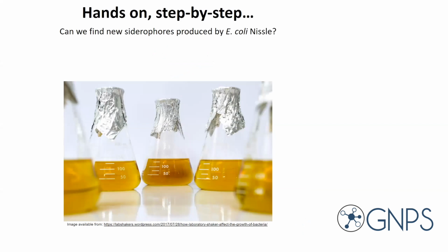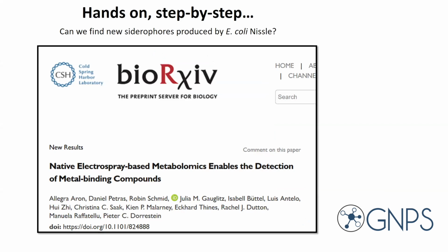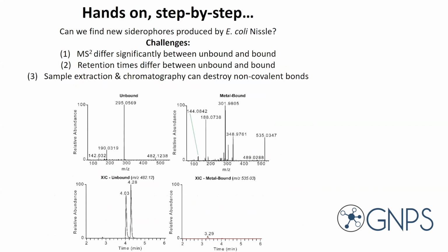As I said earlier, we have the same data set as we used last week for the feature-based molecular networking workshop. We basically cultured E. coli Nissle and did native electrospray functional metabolomics experiments. If you're interested in the science behind that, there's a preprint you can take a look at. What we did here is that we artificially induced post-column metal binding. So for the remainder of the workshop, we're now going to take on the challenge of identifying bound and non-bound siderophores.